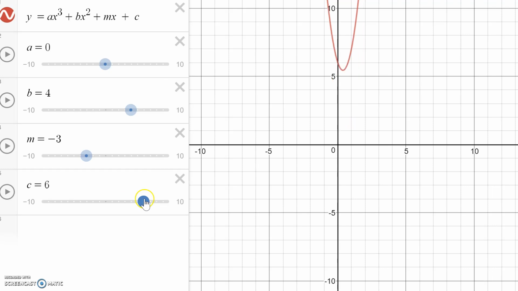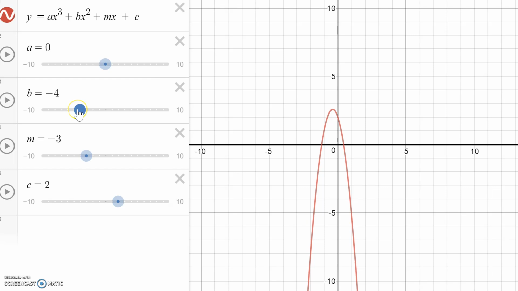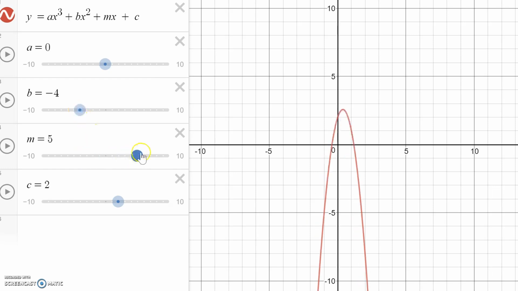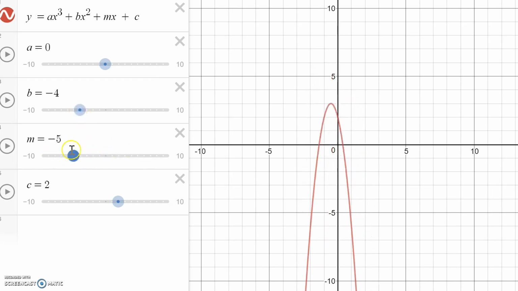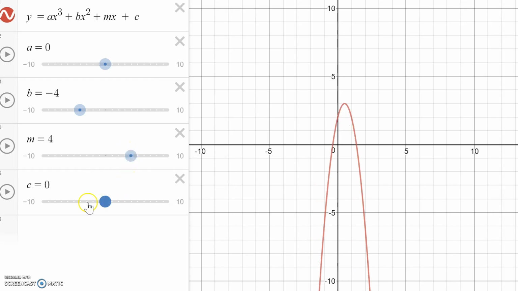We add our c value. Ooh, it just shifted up and down along the y-axis. All right, so nothing changes the fact that we've still got smiley. Oh, sad. Okay, it doesn't matter what we do with these. That basic shape stays the same. So that's called a parabola. It's the curve we'll get from a quadratic graph.